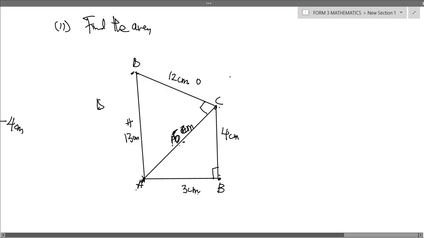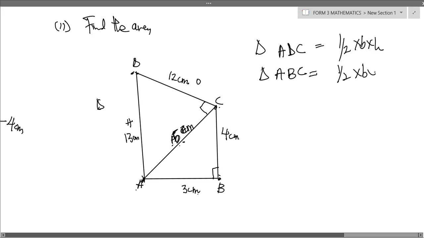Now remember that this whole thing is a combination of two triangles. So the first triangle we have is triangle ADC. The second triangle we have is triangle ABC. So how are we going to find the area? We first find the area of triangle ADC by using the half base times height formula. Then we find the area of triangle ABC using the same half base times height formula.